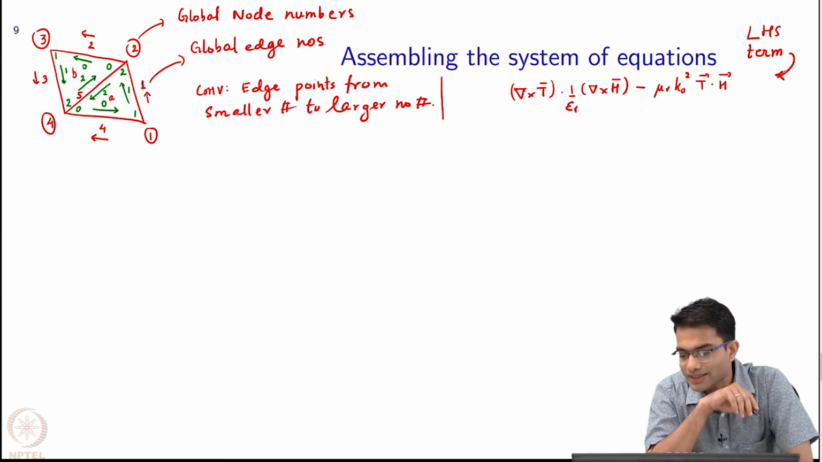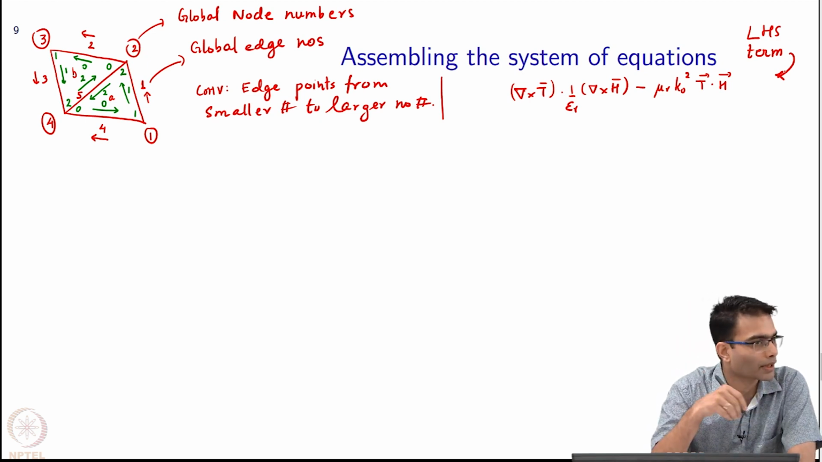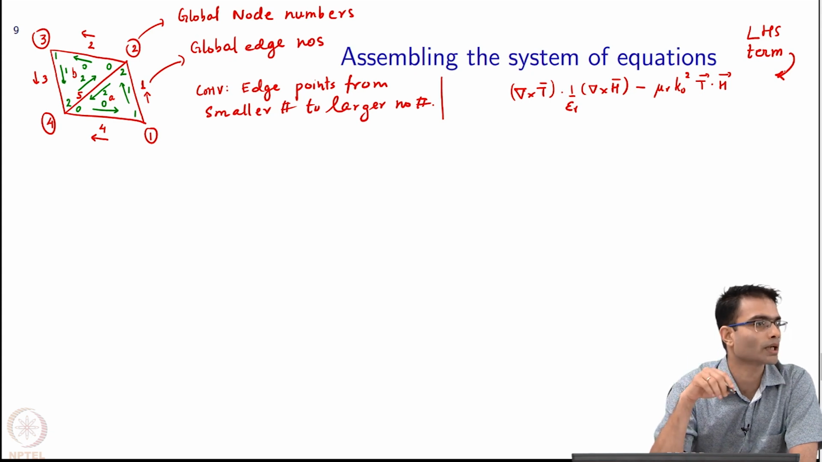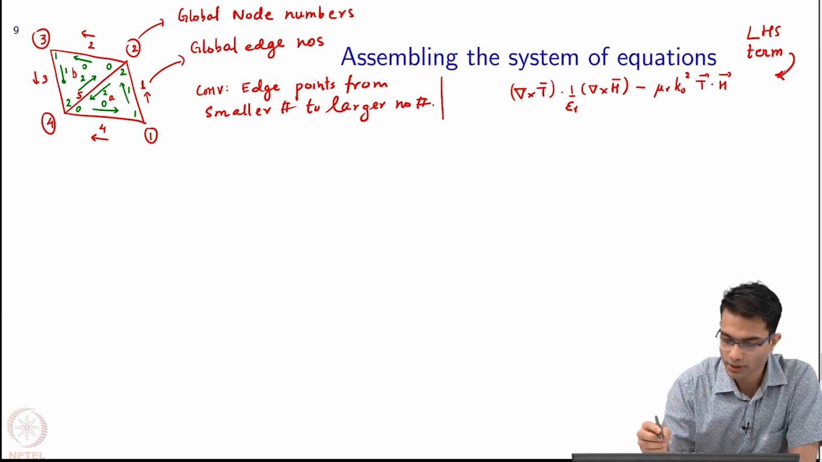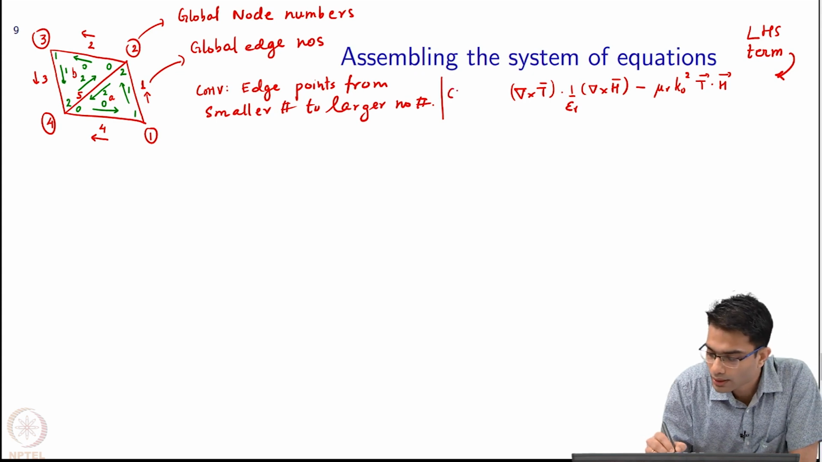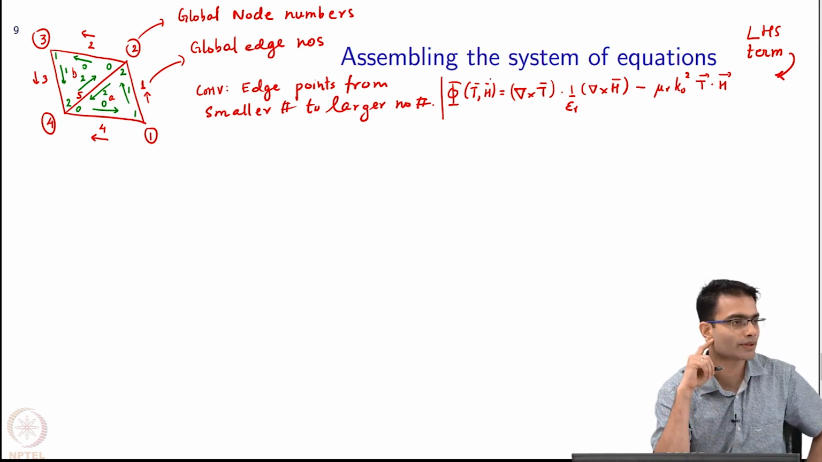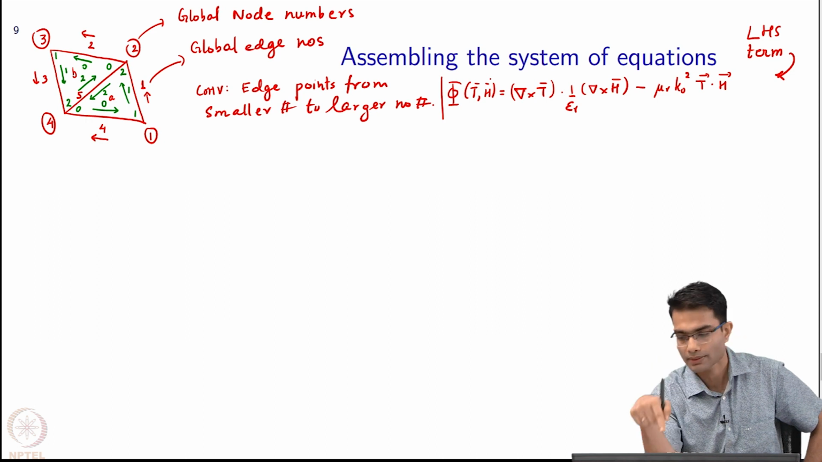Okay. So now this expression keeps appearing again and again when I look at element A, element B and so on. So I am going to write a shortcut for this. I am going to call this capital phi of T comma H. It is just a shortcut. So, when you see capital phi of t comma h, I mean this expression.